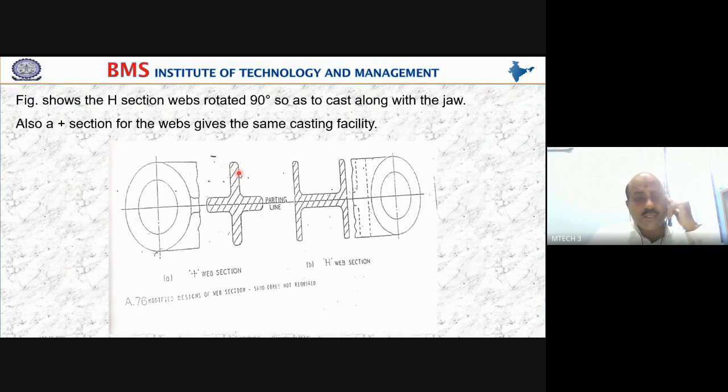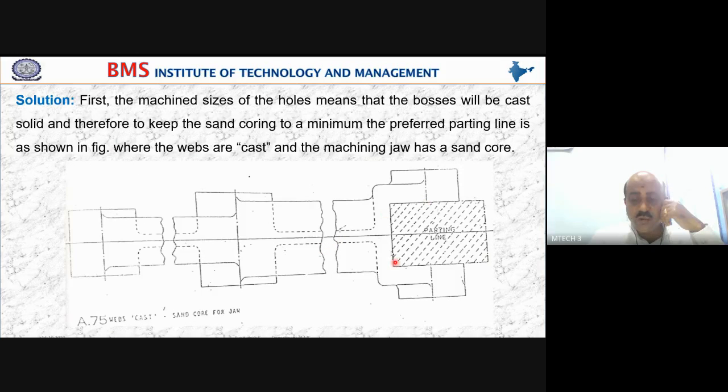And the second one, what they say: figure shows H section webs rotated 90 degrees so as to cast along the jaw. Also a plus section for the webs gives the same casting facility. So this is another modification, a modified design of a web section, and a sand core is not required again. The jaw I am showing here, this jaw I am talking about, is the machining jaw which we have.